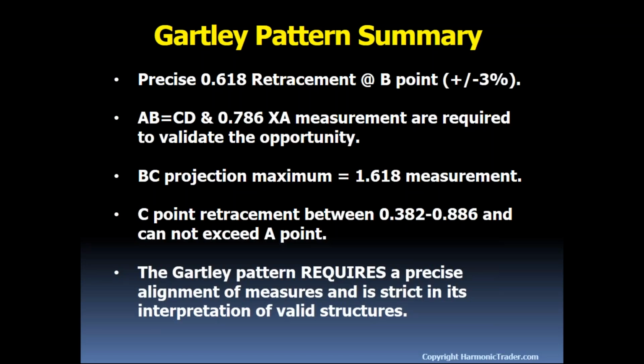Again, that denotes that the Gartley is a less extreme, tighter alignment of measurements to validate the structure. We also look for that C point. It's usually between a 382 and an 886, but just as long as it doesn't violate the A point. Most important, the Gartley requires this precise alignment of measures and is strict, if not the strictest, of all the patterns in its interpretation of valid structures.